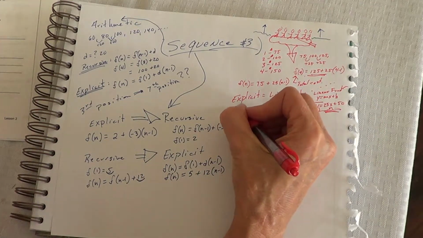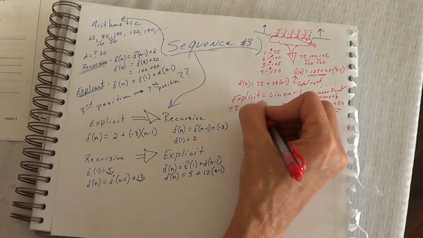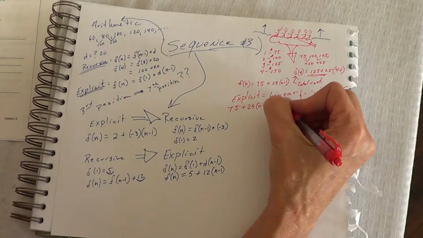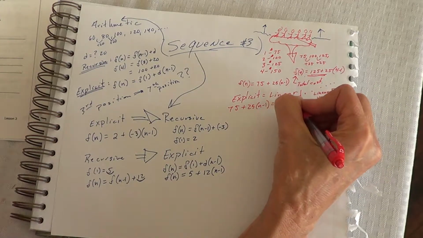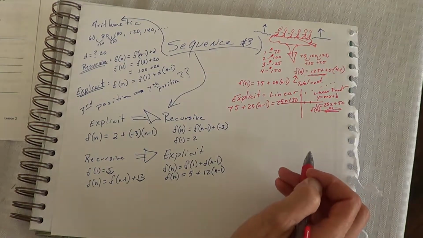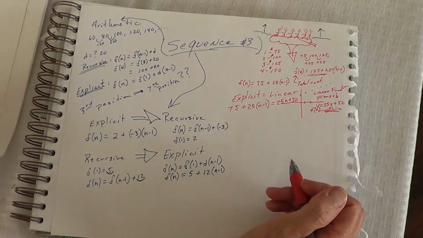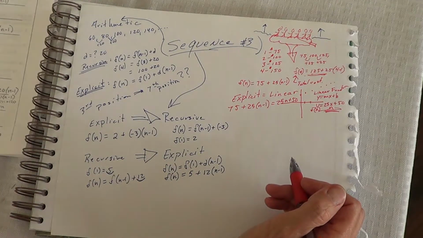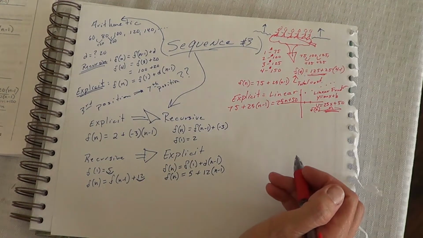So we have 75 plus 25 n minus 1 equals 25 n plus 50. Please go ahead in your notes and prepare for that. In class we'll be doing a lot of those, just making sure that we are within the function, that we're still abiding by the same thing.